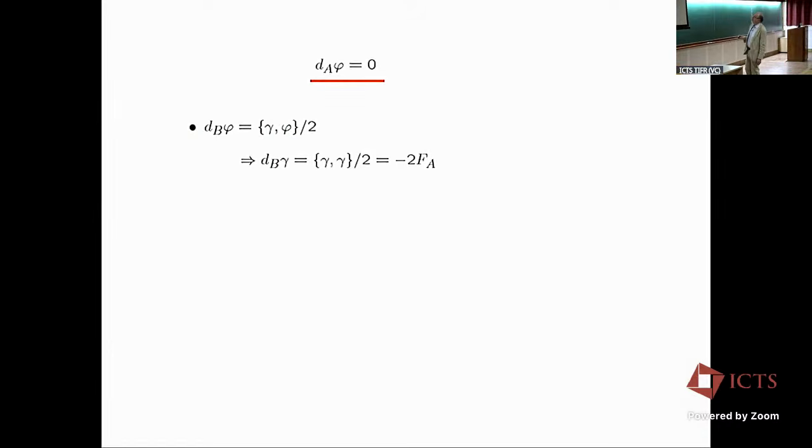And if we look at the equation dA phi equals 0, that tells us that dB phi is, so dB, remember dB is in the flat connection, the product connection, dB phi is equal to this. So here's another expression for the curvature. It's -1/2 dB gamma. So this gamma kind of generates everything, basically.